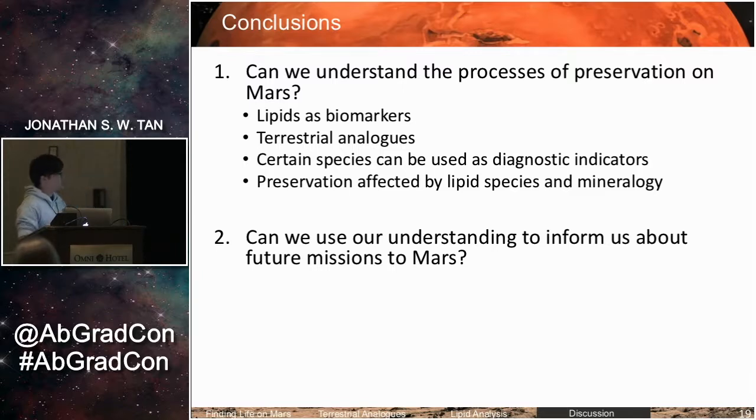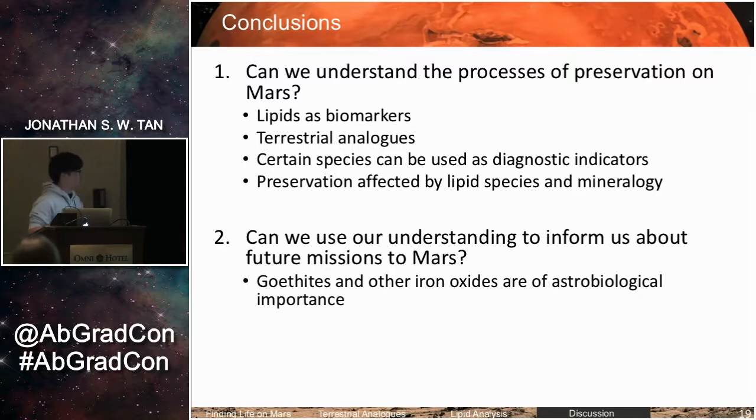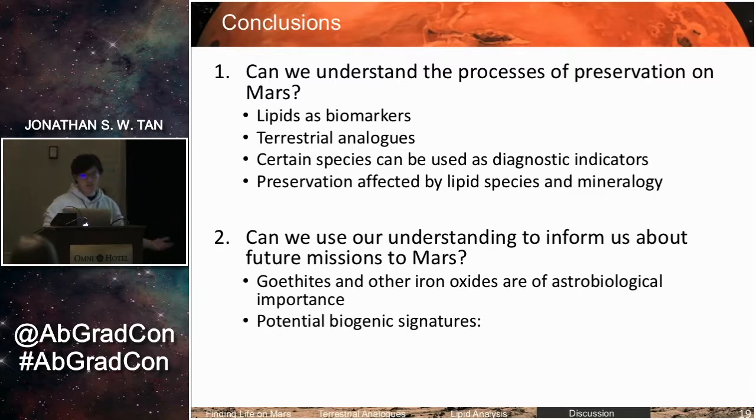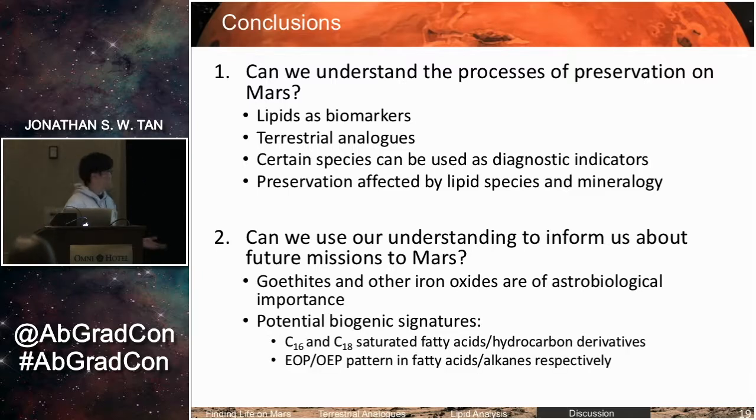So how do we use this to figure out more about future missions to Mars? Well, we figured out that goethite and other iron oxides are possibly of astrobiological importance, and we've identified several potential biogenic signatures, such as C16 and C18 saturated fatty acids, as well as EOP or OEP patterns in fatty acids and alkanes, respectively.